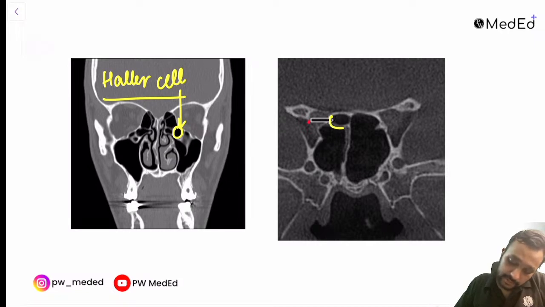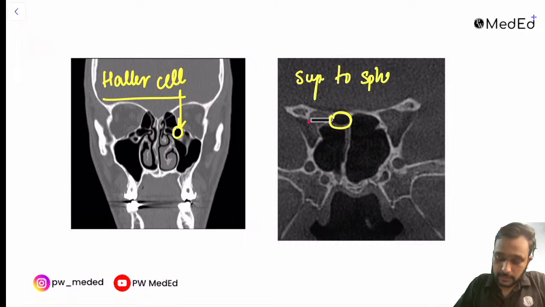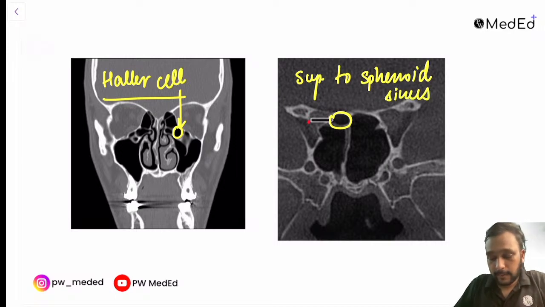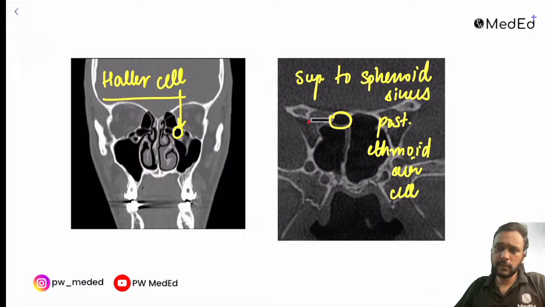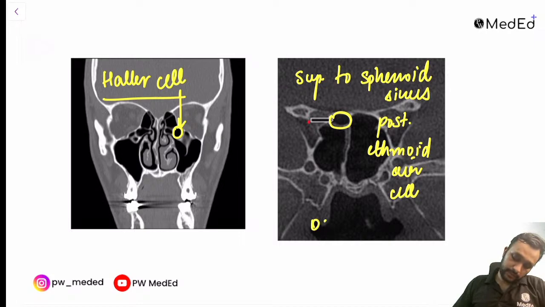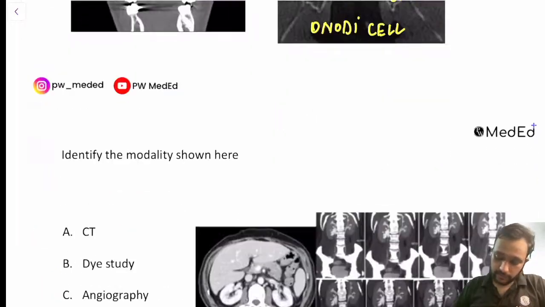Then you can see a cell which is superior to the sphenoid sinus. A cell superior to the sphenoid sinus. This is the posterior most ethmoidal air cell. And guys, this is your Onodi cell. So these two cells are very important, which you should know.